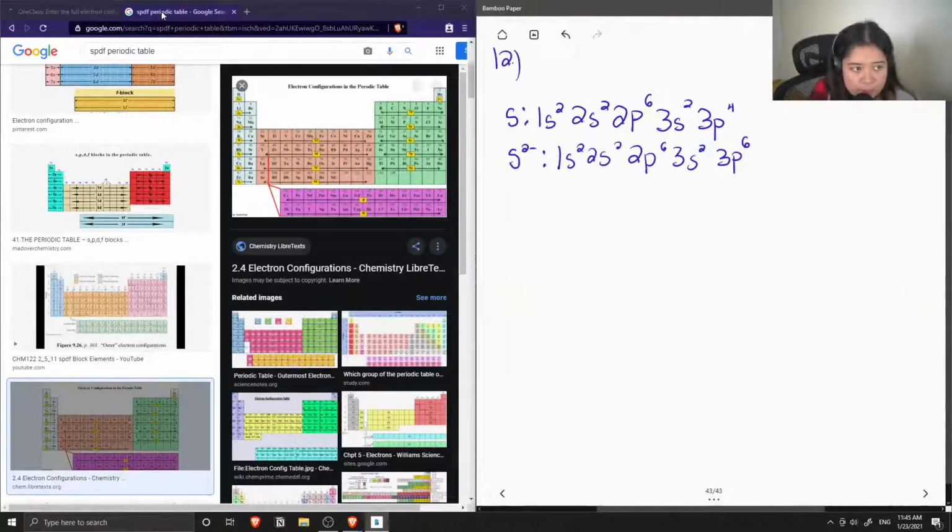So if we look at our periodic table, this is the same electron configuration as argon. So then we can say that argon and sulfur 2- are isoelectronic because they have the same electron configuration.